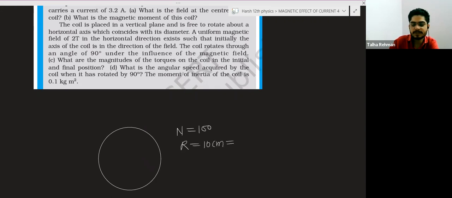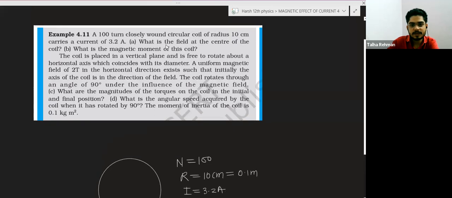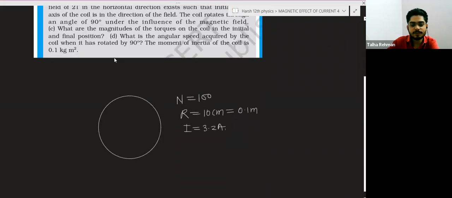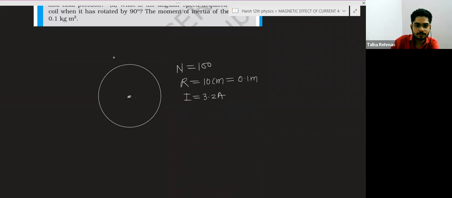When you convert this in meter, it will become 0.1 meter. And current in the coil is given as 3.2 ampere. So they are asking, what is the field at the center of the coil? The field at the center of the coil is given by mu naught N i divided by 2R.